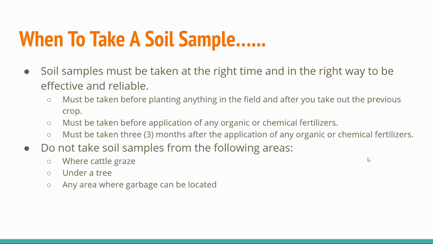So places where you do not want to take soil samples from are areas where cattle have grazed, under a tree, or anywhere where garbage can be located. The reason you don't want to do it where cattle and garbage is located is because compost is going to act as a buffer, a pH buffer, which could give you some false readings and indications on what's actually available in the soil. And under a tree is going to shield that area from gathering or the addition of certain chemicals and nutrients from rainfall, which plays into soil acidity. And also, the tree is going to uptake a lot of nutrients from that area.